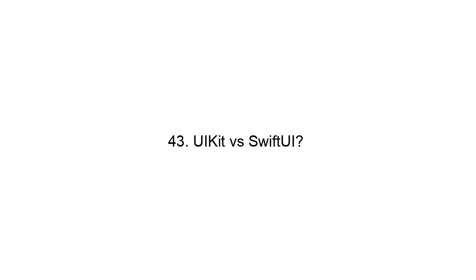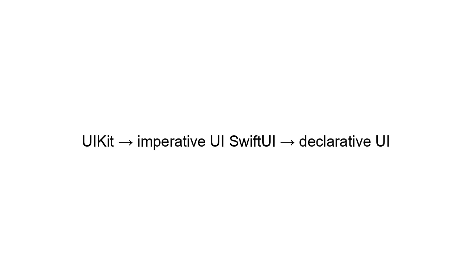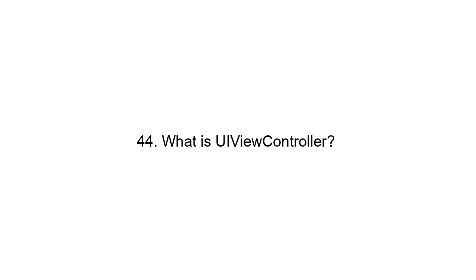43. UIKit versus SwiftUI. UIKit means imperative UI. SwiftUI means declarative UI. 44. What is UIViewController? Manages screen lifecycle. 45. What is Storyboard? Visual UI design tool. 46. What is Auto Layout? Constraint-based UI layout system.